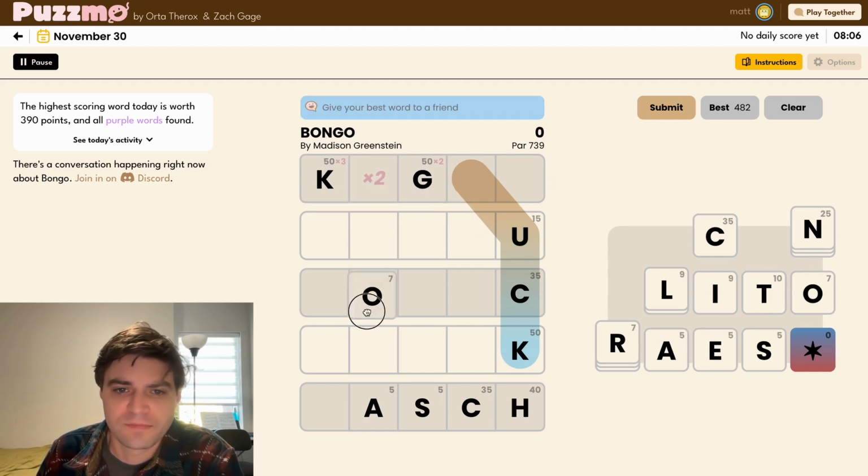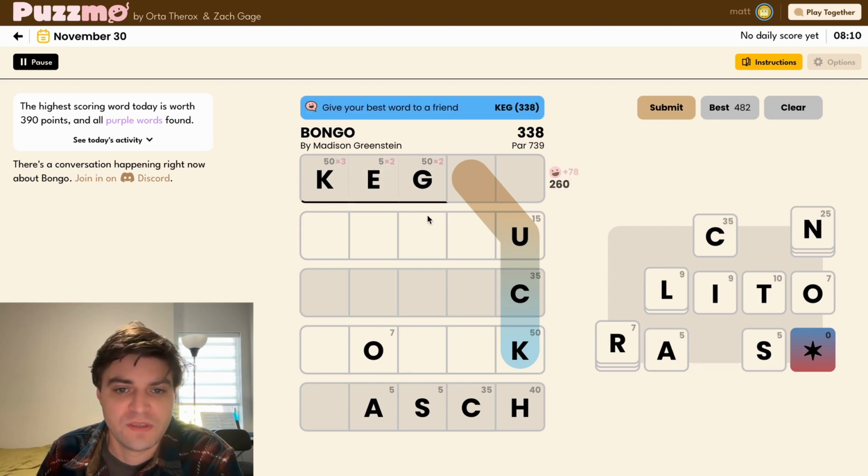Cog is not a word. Not with an O. Not with a K. It is with a C. Kegs? This would leave a little space here, which I'm not sure I like. And it's going to be difficult to end this with a U. It might be doable. It might be doable. But I don't know if I want to end that with a U. It's just going to make things harder on me.